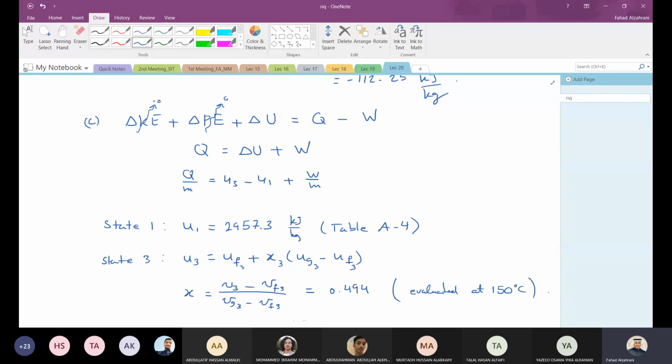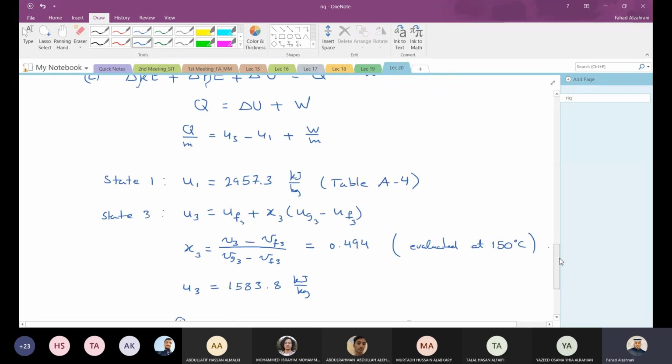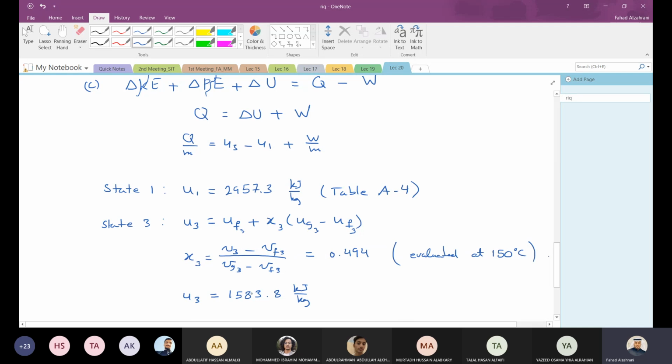So X3 is equal to V3 minus VF at state 3 over VG at state 3 minus VF at state 3. This is evaluated at 150 degrees Celsius. You find that the quality is around 0.5, so it's around 50% vapor. So I evaluated X. Now again at 150 degrees, I can find UF and UG and evaluate U3. I give you the final answer right away: you find U3 as 1583.8 kilojoules per kilogram.